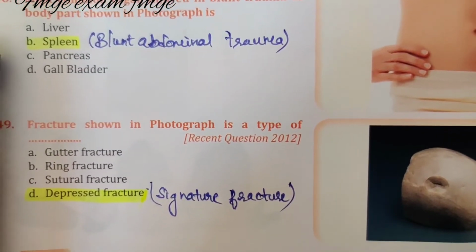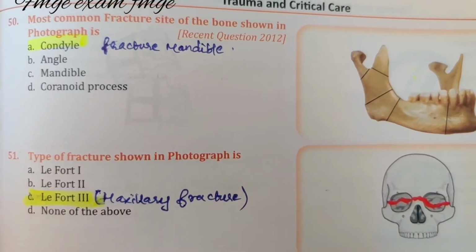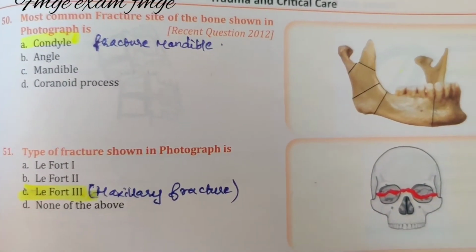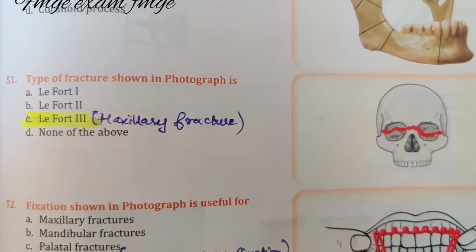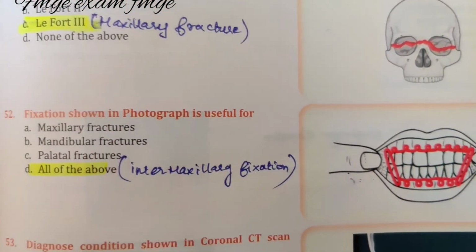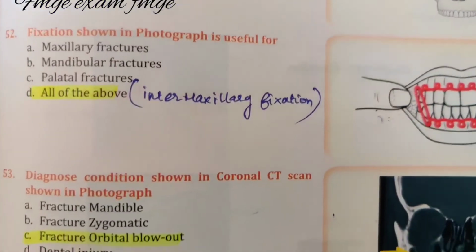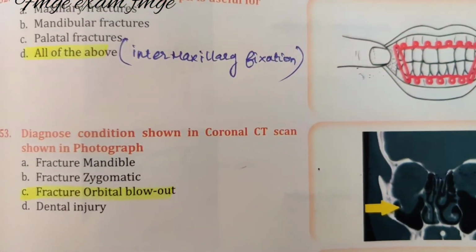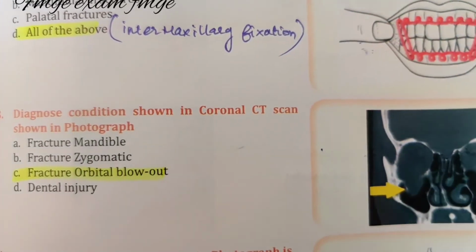It's called a signature fracture. Most common fracture site of the bone shown is the condyle. Fracture mandible. Type of fracture shown in the photograph is Le Fort III, maxillary fracture. Fixation shown in the photograph is useful for intermaxillary fixation. Diagnose the condition shown on the CT scan in the photograph: orbital blowout fracture.